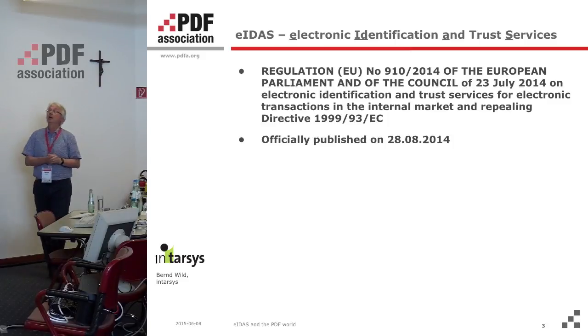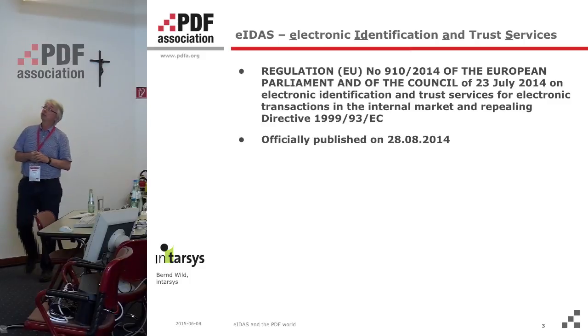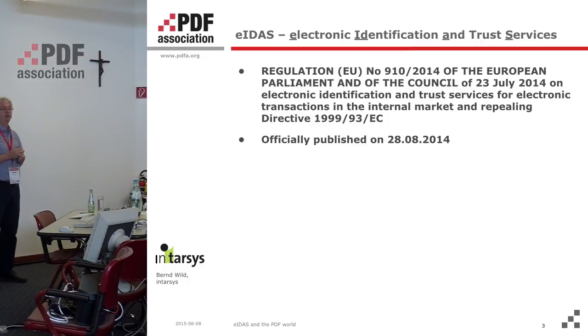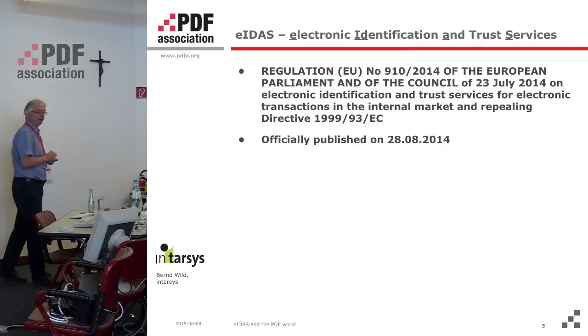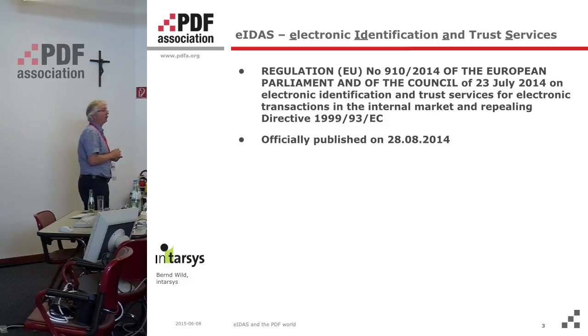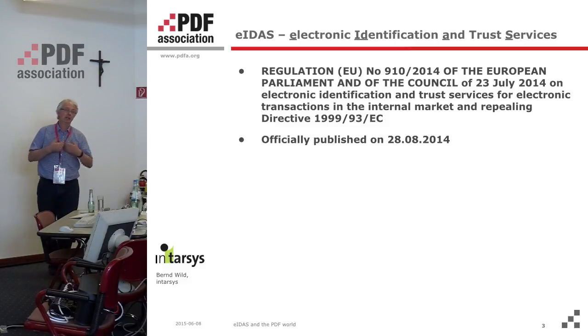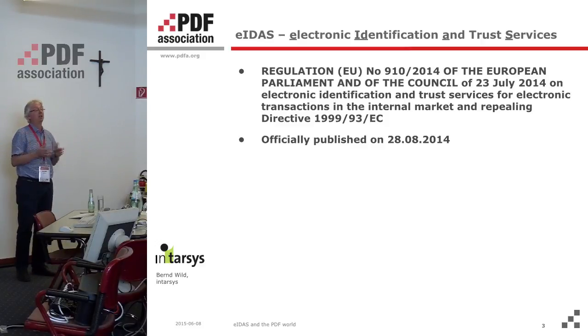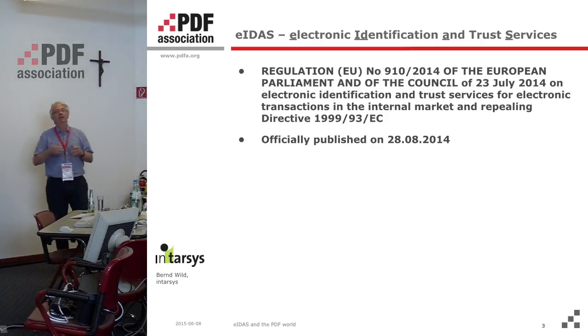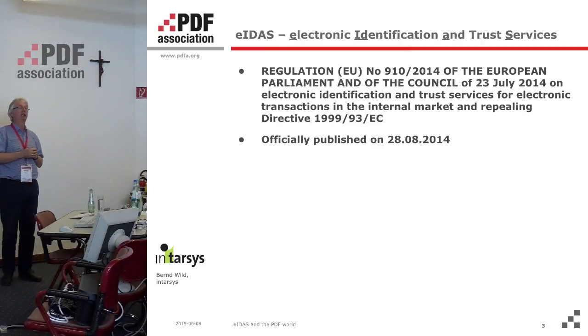eIDAS is the acronym for Electronic Identification and Trust Services. It's a relatively new regulation from the EU, made last year on the 23rd of July, decided within the Council and the Parliament, and officially published in the official journal of the EU in August. It is a very specific thing, because it overrules any national legal regulations. That means if you have, in an EU state such as Germany, a signature law and a so-called Signaturverordnung, implementing acts for this signature law, there they have ruled very specifically what is meant by an electronic signature, by a qualified electronic signature, and by a qualified electronic certificate.